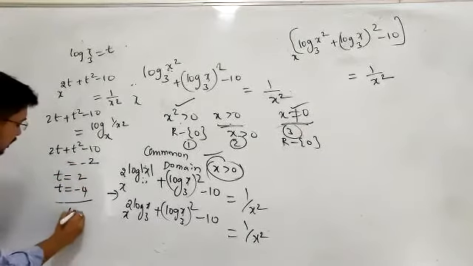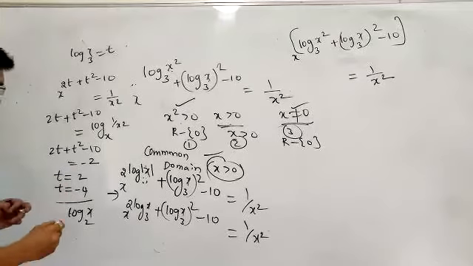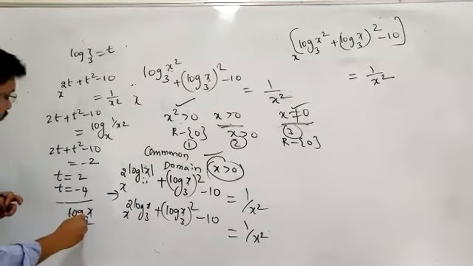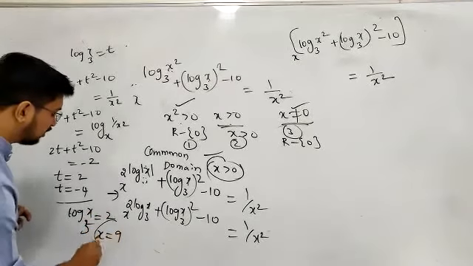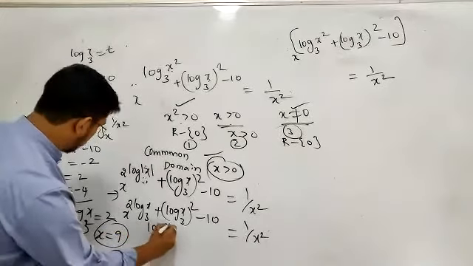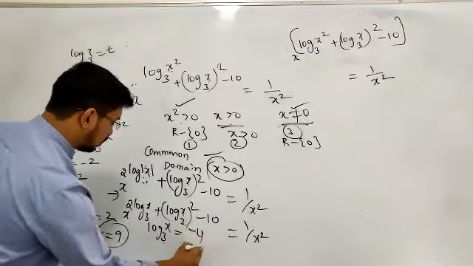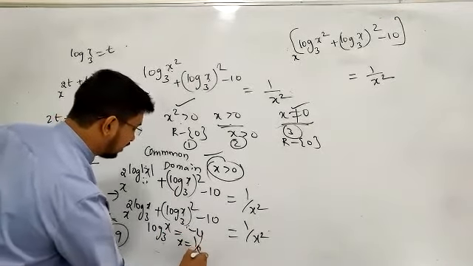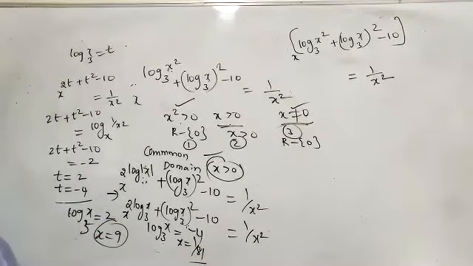Solve just the values of t. What is t? t is log x to the base 3. This is equal to 2. First solution will be x is equal to 9. Second solution will be log x to the base 3 equal to minus 4. So x will be 1 by 81. So these are the solutions for that.